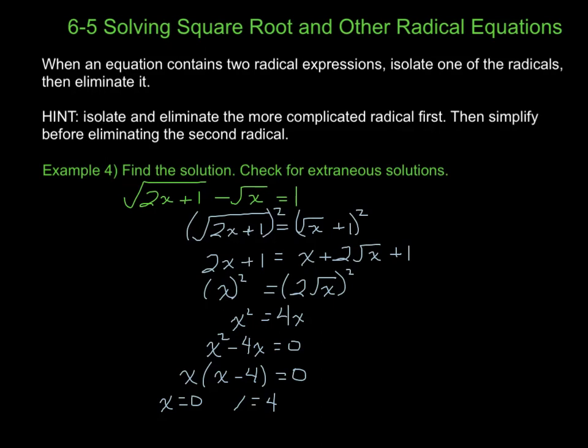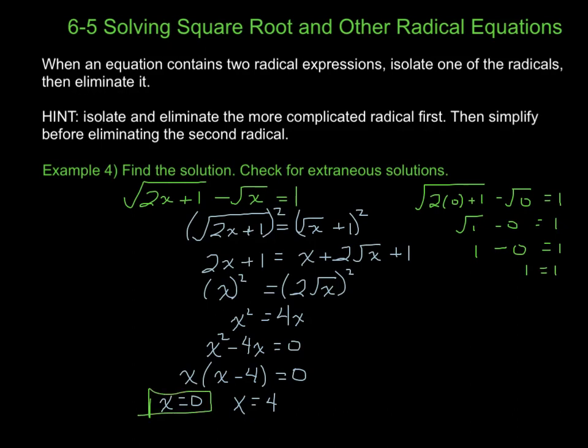So starting with 0, we'll have the square root of 2 times 0 plus 1 minus the square root of 0 equals 1. Again, using the principal root when simplifying this. 2 times 0 is going to give us 0, plus 1 is 1. The square root of 0 is 0. The square root of 1 is 1, minus 0. Hopefully it will give us 1. And 1 minus 0 is 1. So x equals 0 is one of my solutions.